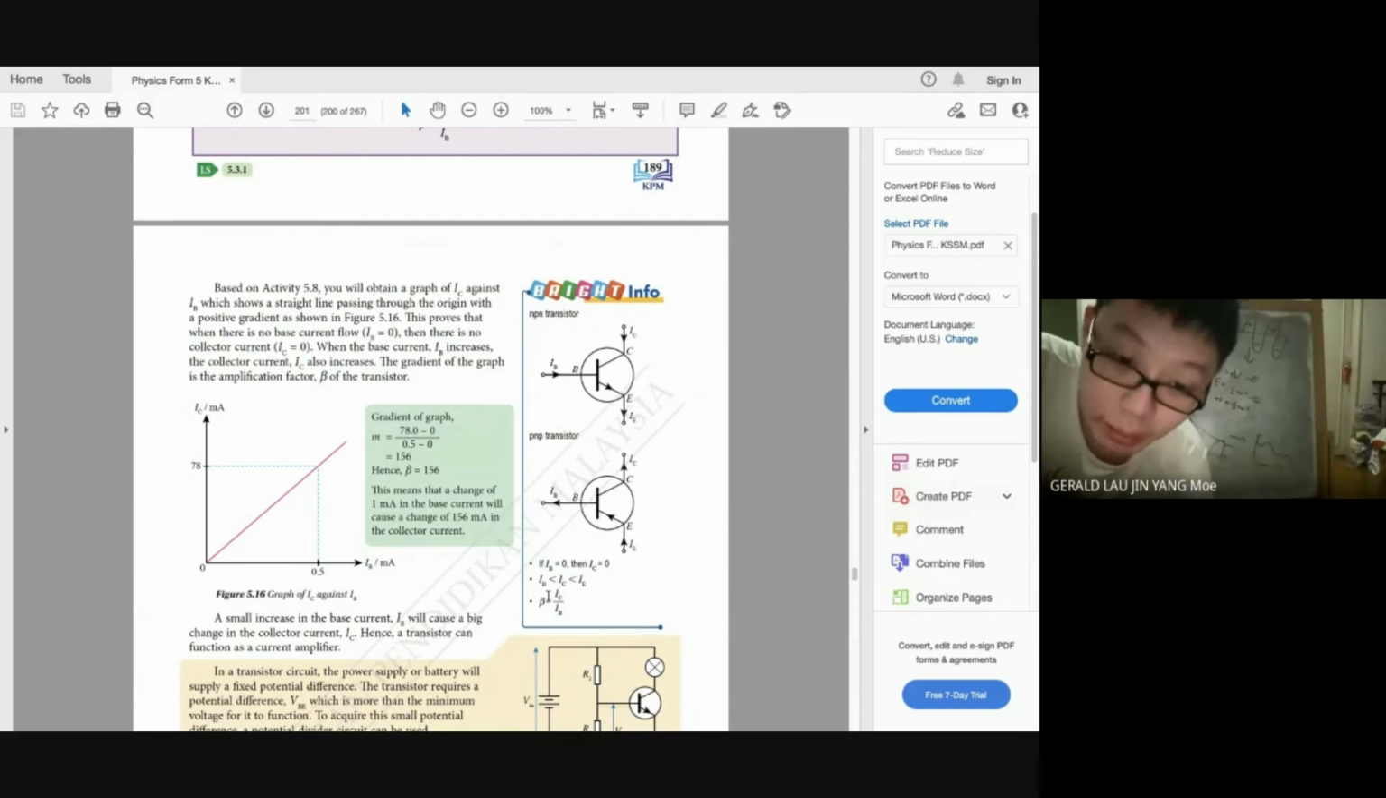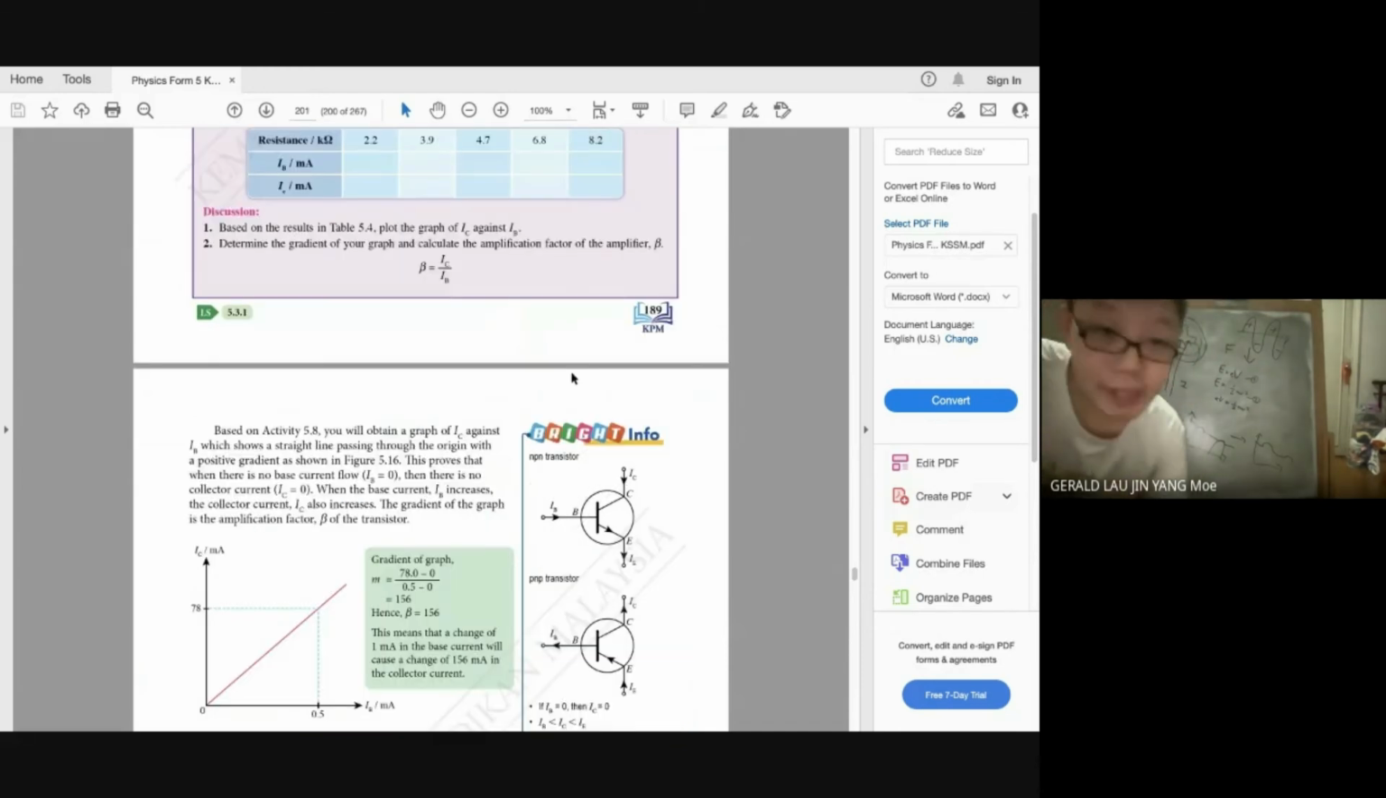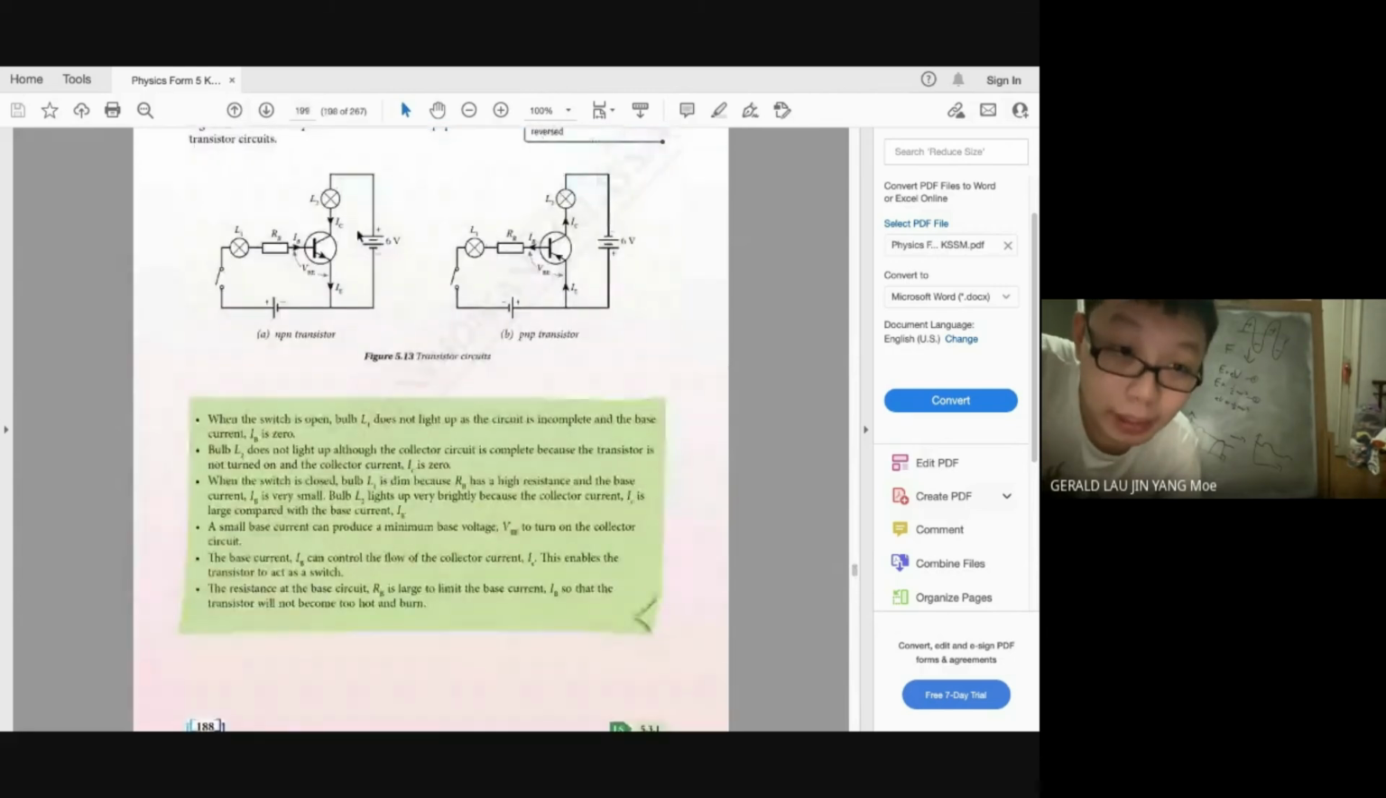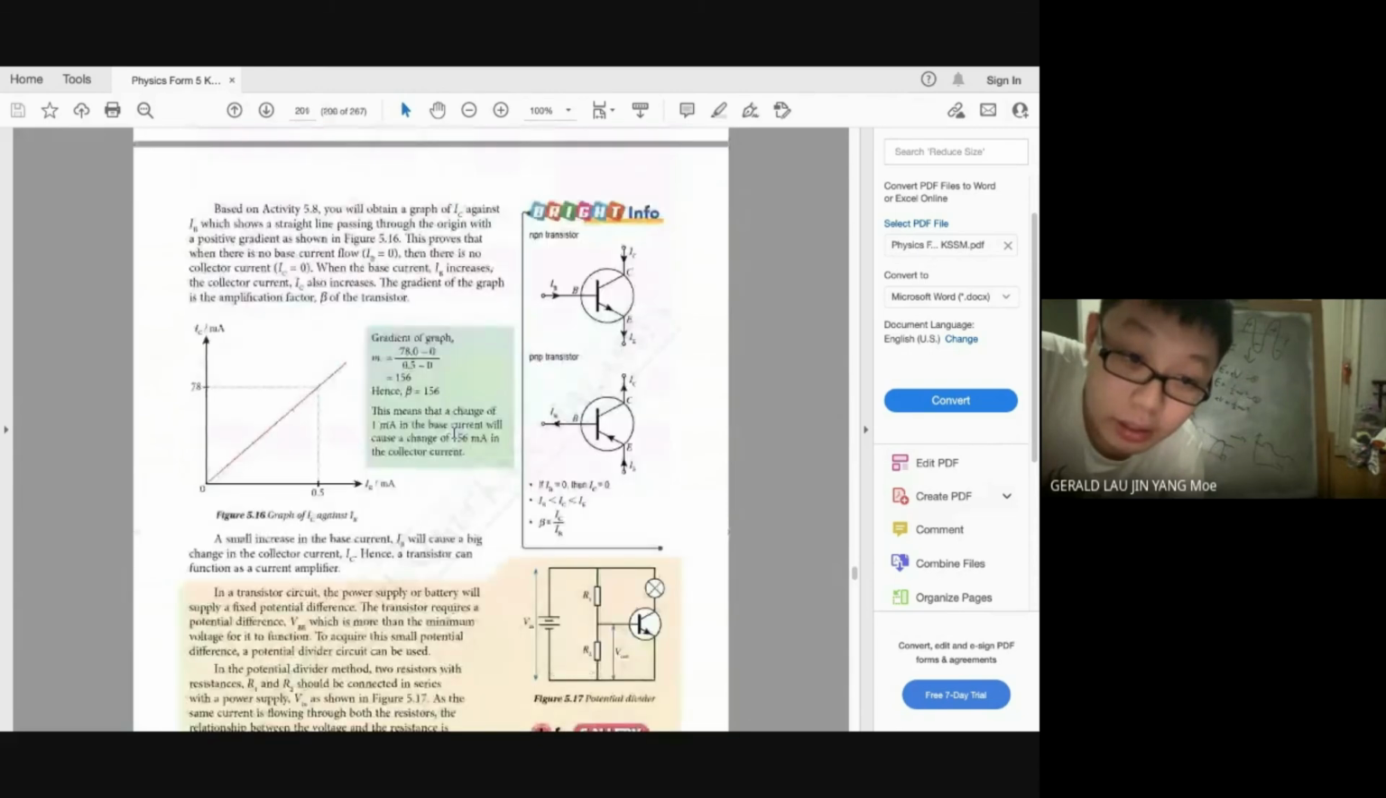So your gradient beta, okay, beta equals to current of the collector over the base current. Okay, that means you see straight line passing through origin. Okay, that means you see 156. That means base current sini 1 milliampere, beta my gradient, the amplifying factor, you will times 156. That means 1 milliampere in the base current is 156 milliampere in the collector current, collector circuit. Can you understand?